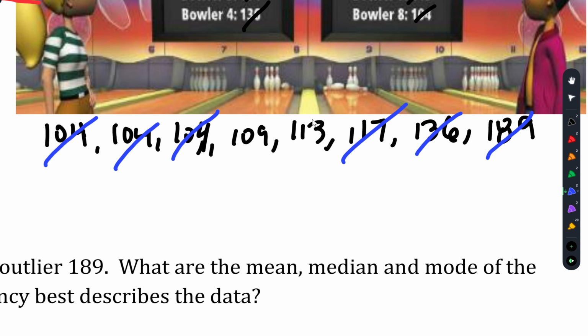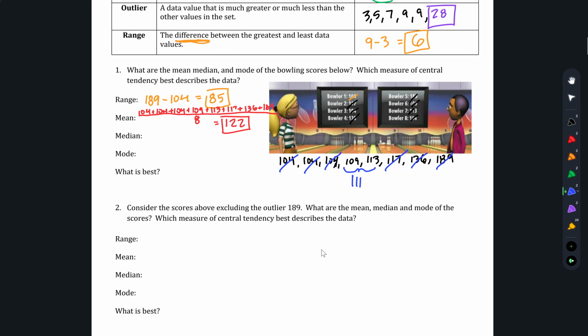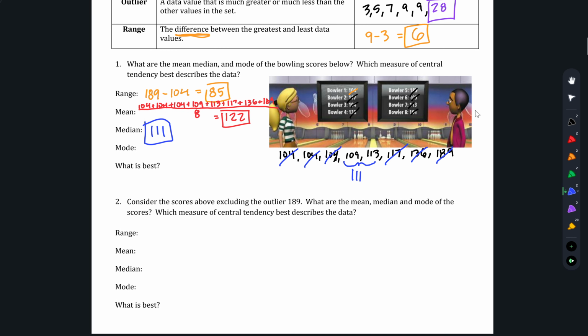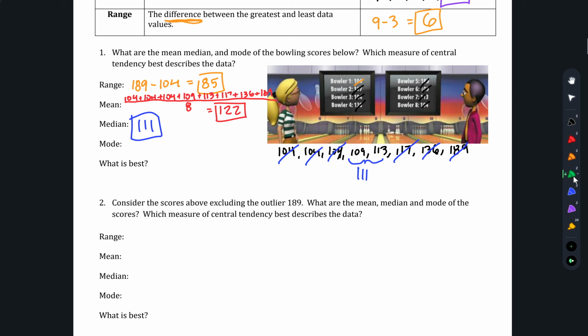I'm left with 2 in the middle. This happens sometimes when we have an even number of data points. In order to find what's in the exact middle of these 2 data points, I'm going to average them out. What's in the middle of 109 and 113? Beautiful. So our median here is 111. Any questions on that?